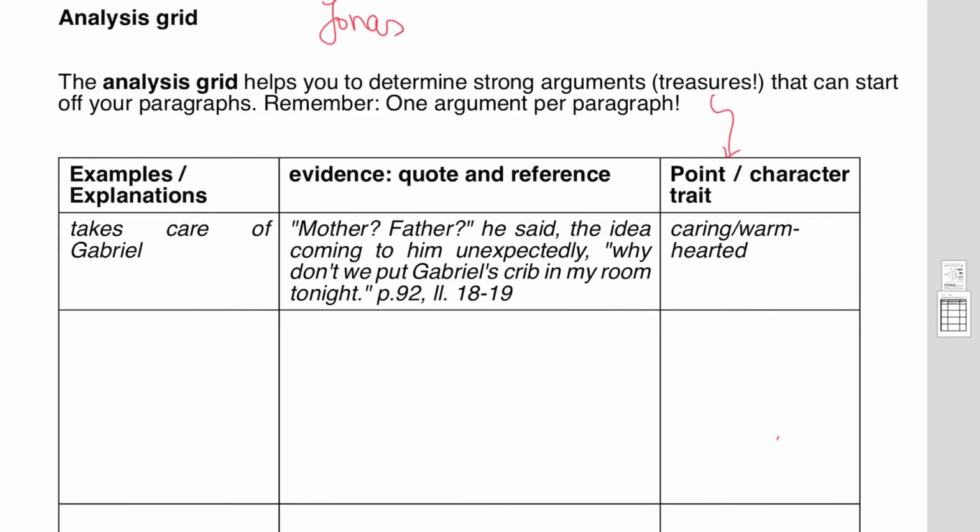And what you should do is that you do this last point, the treasures, last, because only after having thought about that Jonas is the kind of person who takes care of Gabriel, and we can see that on this page in these lines, you can deduce that he's a caring, warm-hearted person. So you do it the other way around.